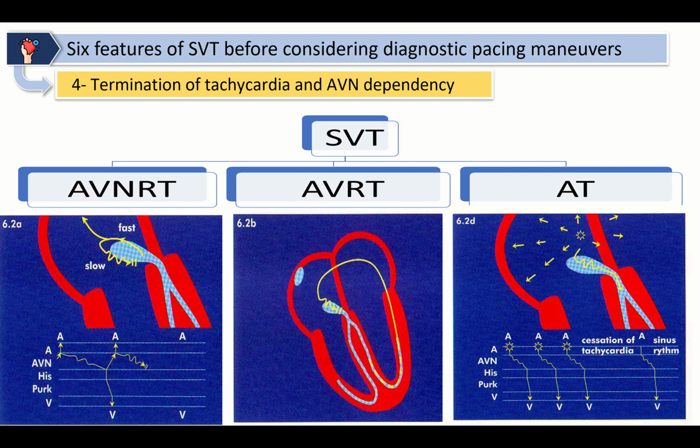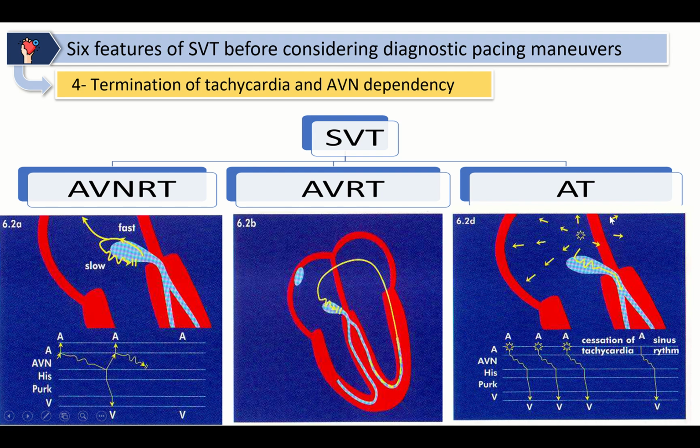Let's try to understand the concept. AVNRT and AVRT are AV nodal dependent. So termination of the tachycardia may be due to block in the AV node. It makes sense. So it may terminate in AVNRT with block in the slow pathway or fast pathway, so it may be V or A. Again in AVRT, the impulse goes down the AV node, retrograde through the accessory pathway, and termination may be A or V.